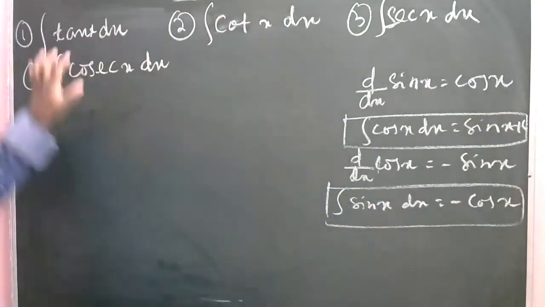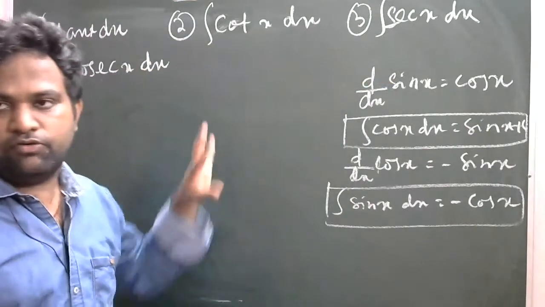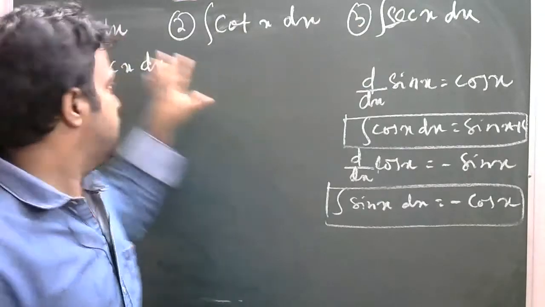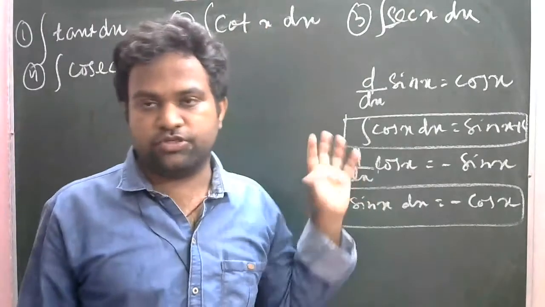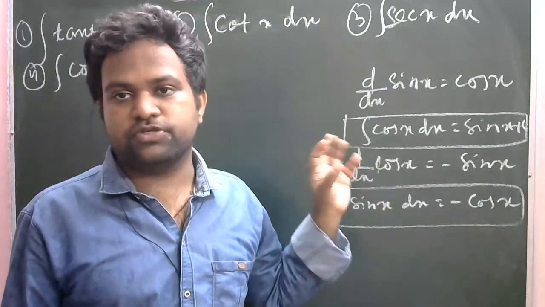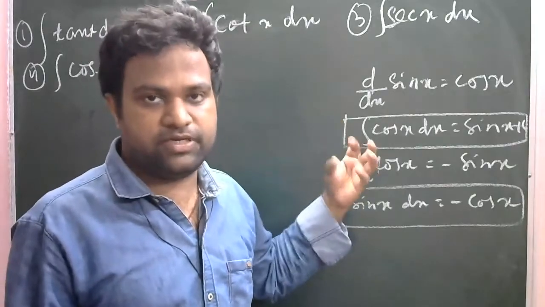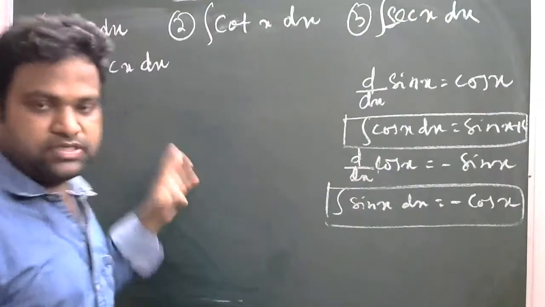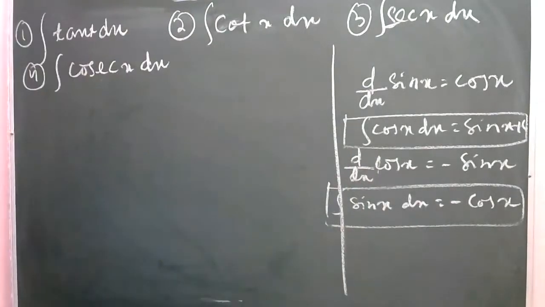Now we will calculate tan, cot, sec and cosec. We'll find these four more. Now tan, cot and sec will use the technique of substitution, the technique that we used in our last video. We'll use integration by substitution, the method of substitution, and we'll find out tan x. So see how we are doing it. Let's start one by one.